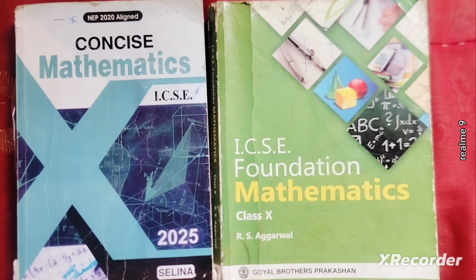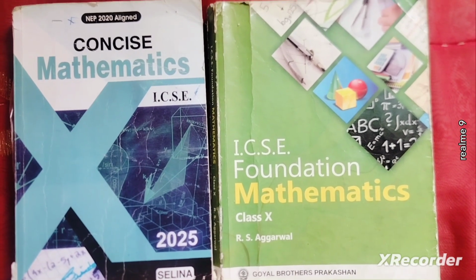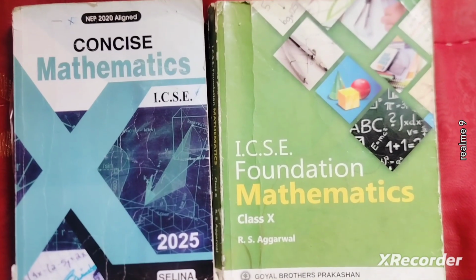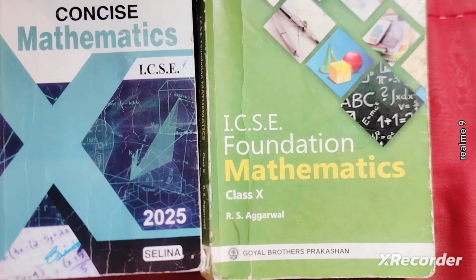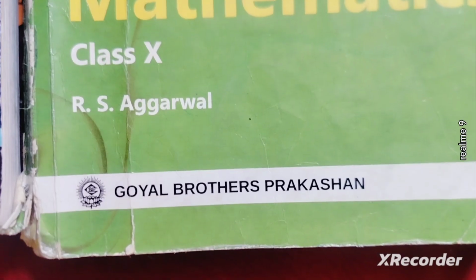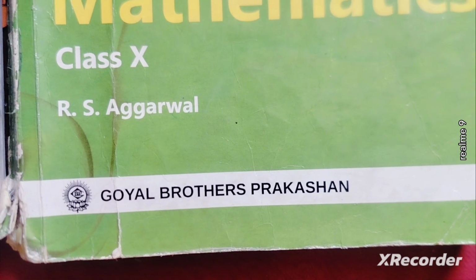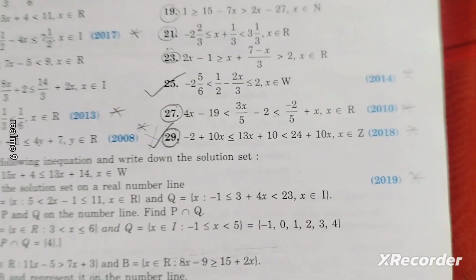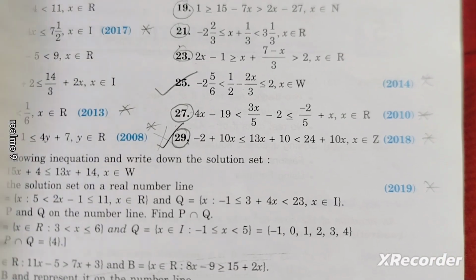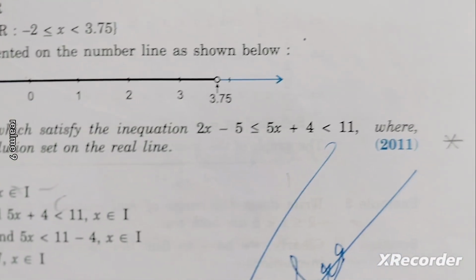Lastly, talking about the books I used for mathematics, class 10 ICSE. First was Concise Mathematics by Selina, given to us by our school. And secondly, I purchased this R.S. Aggarwal Foundation by Goyal Brothers Prakashan. In this, we are provided with PYQs. The main reason I purchased R.S. Aggarwal was because in this book, the PYQs are given very nicely.